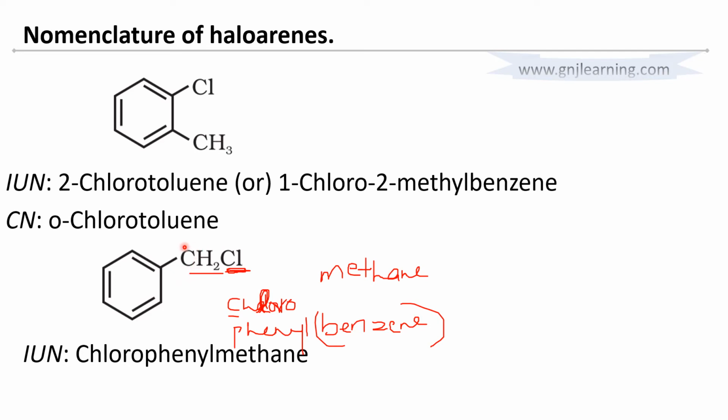In the classification we have learned, when a halo group is attached to an sp3 carbon, and if that sp3 carbon is attached to a benzene, then that carbon is called a benzyl carbon, and this is the first member. So this compound itself is called benzyl chloride. If it is bromine here, it is called benzyl bromide.